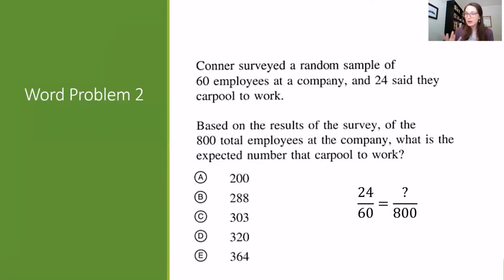Now, what do I do when I have a proportion? Well, I cross multiply and divide. So you find the two numbers that are diagonal from each other, in this case 24 and 800. So 800 times 24 and then divide it by 60. When we put all those together, we end up with 320.